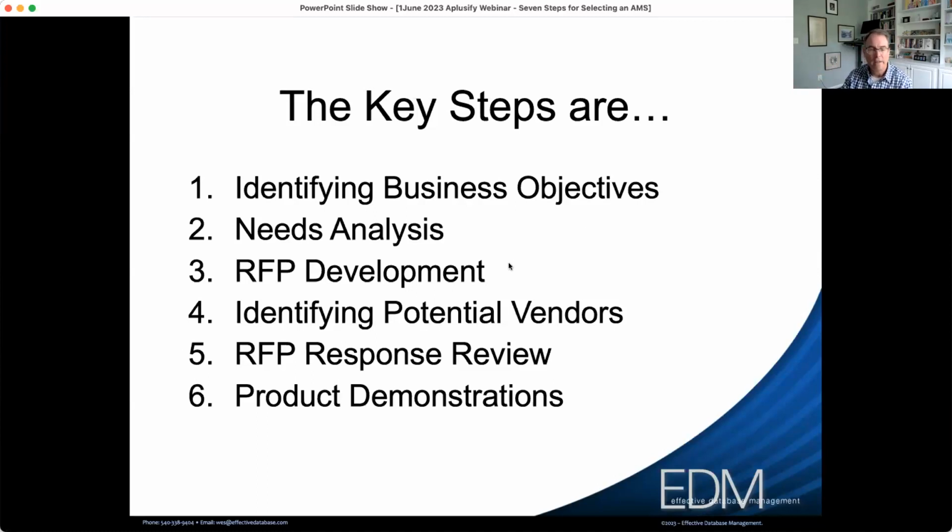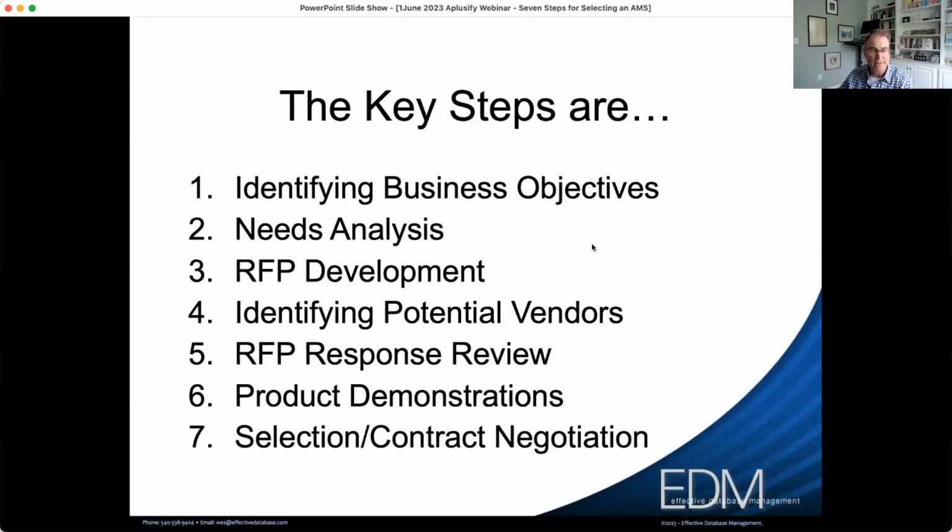Okay. Then the final step in the process is selection of a system and contract negotiation. A couple of things about selection and contract. I do believe you should call references. The vendors will usually provide 3 or 4 references, and you should contact those. But what you want to do, to the extent that you can, is find what I call off-sheet references, meaning associations that use that product but aren't on the reference list from the vendor.